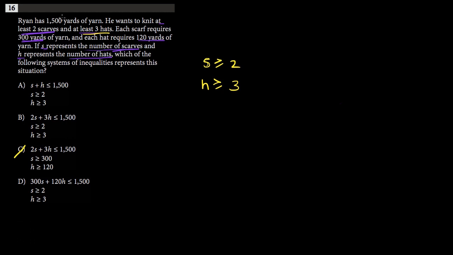Ryan has a total of 1,500 yards of yarn. Okay, so he has 1,500, and I'm assuming we can't go beyond anything. He can't use anything beyond that. So that has to be the maximum, right? Anything beyond isn't possible, and therefore I use this symbol. Each scarf requires 300 yards of yarn, so 300S plus 120H for a hat, right?